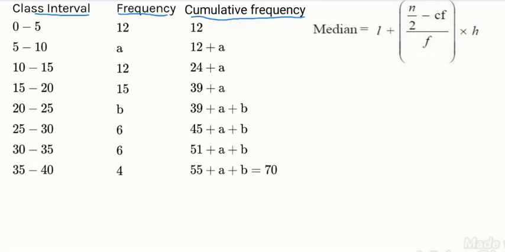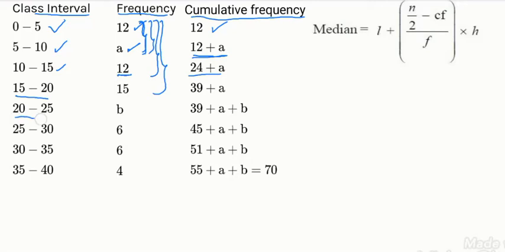Let's see how to find the cumulative frequency. For the class interval 0 to 5, frequency is 12, cumulative frequency is also 12 only. For 5 to 10, frequency is A, cumulative frequency is 12 plus A. How? The previous is 12, present is A, both need to be added, so 12 plus A. For 10 to 15, present frequency is 12, so previous 12 plus A plus 12. These 3 need to be added, so you will get 24 plus A. For 15 to 20, 15 plus previous all, if you add, 39 plus A will come.